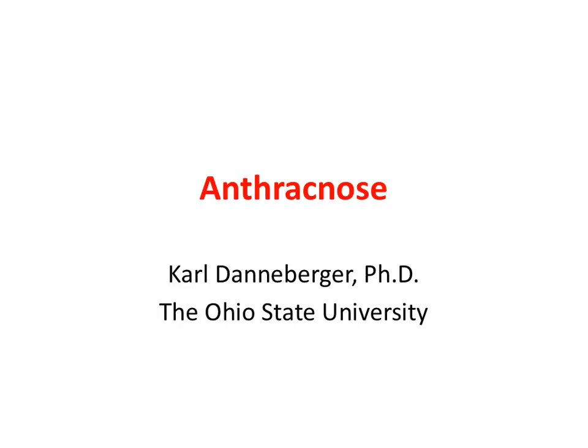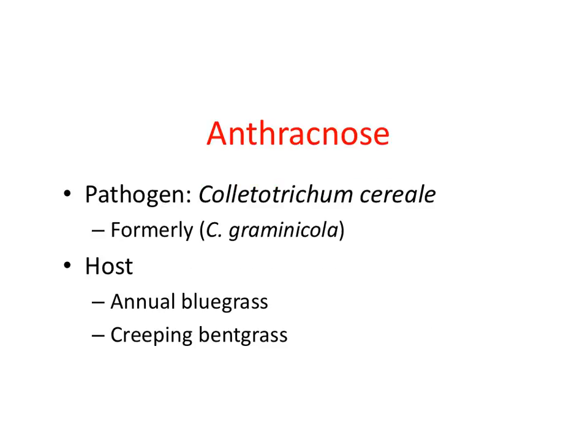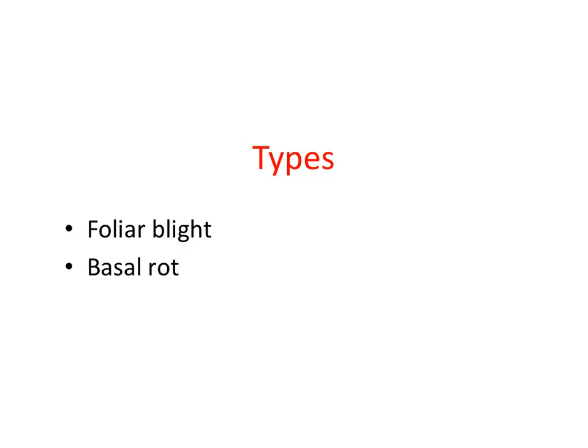Welcome to this presentation on the turf disease anthracnose. Anthracnose is a serious disease of annual bluegrass and creeping bentgrass. The pathogen is known as Colletotrichum cereale, which was formerly known as Colletotrichum graminicola. Anthracnose can occur as a foliar blight or a basal rot.